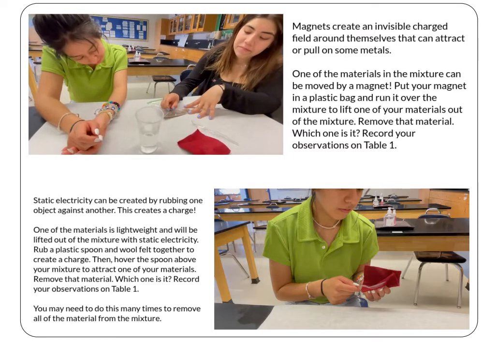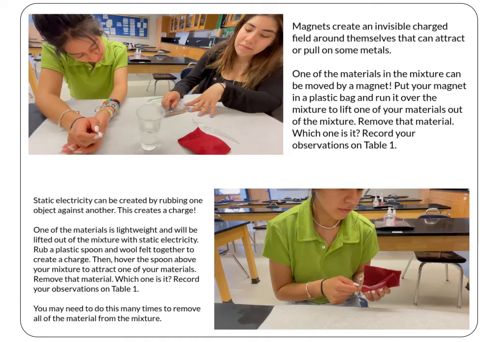Remove that material and place it off to the side on your paper. Which one is it? Record your observations on Table 1. Static electricity is another method you can use to remove a material from your mixture.